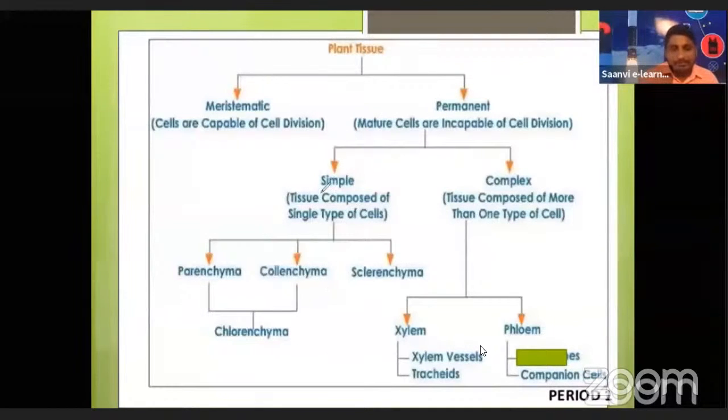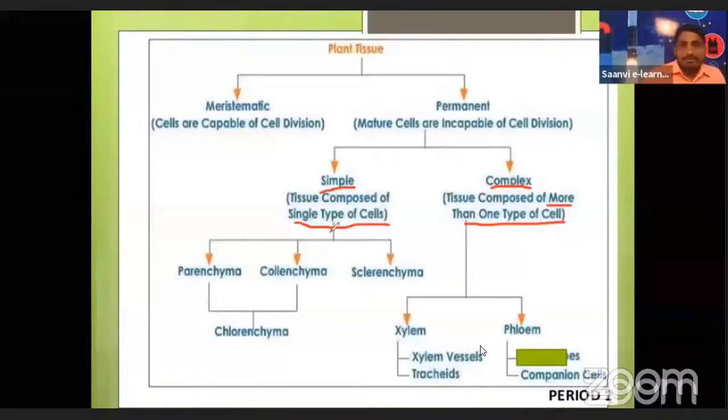See here, simple and complex. Simple tissues are composed of a single type of cell, whereas complex tissues are composed of more than one type of cell.